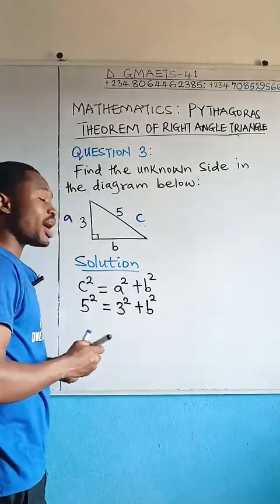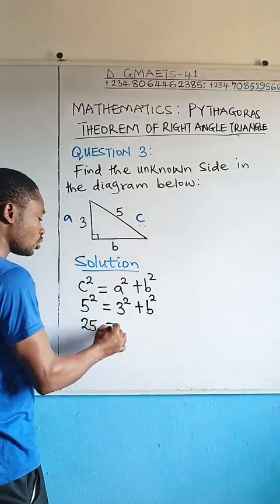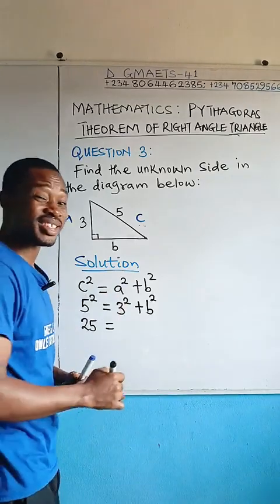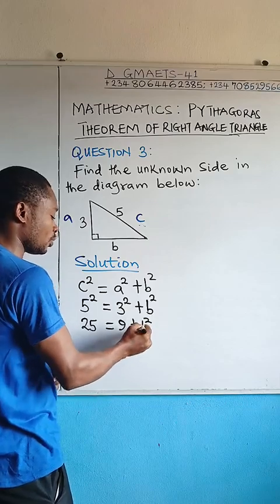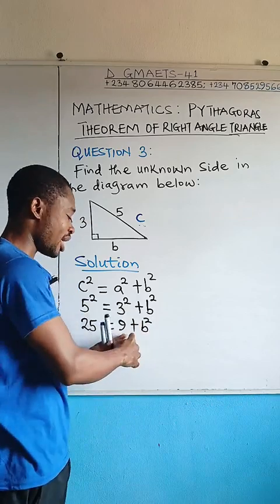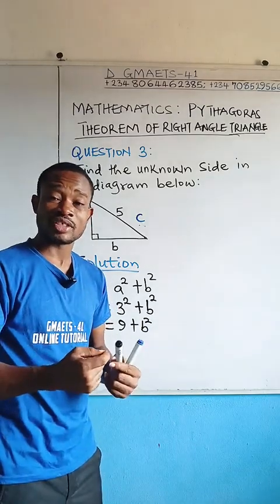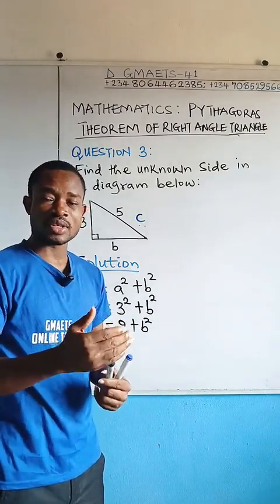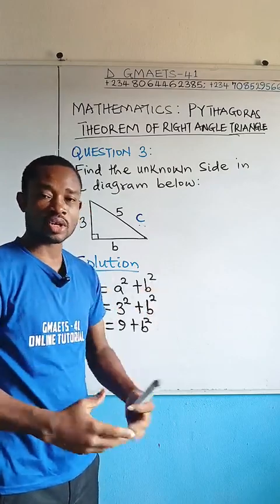5 squared is the same as 5 times 5, which is going to give you 25, equal to 3 squared is 3 times 3, which is going to give you 9, plus B squared, we don't know. At this point, you notice that the unknown is added to something. I told you under simple equation, collecting of like terms, when you are looking for something and that unknown is added to or subtracted from something, you have to collect like terms.